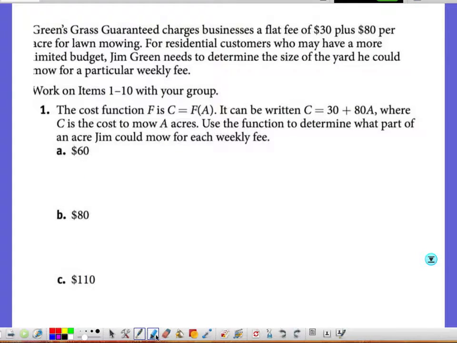So first of all, we need to take a look at this function here. And what does C represent? Well, C represents the cost, and A represents the acres. And so if it's giving you $60, where am I going to plug those $60 in? I'm going to plug it in for C. So we have 60 is equal to 30 plus 80A. And what are we solving for here? We're solving for acres.